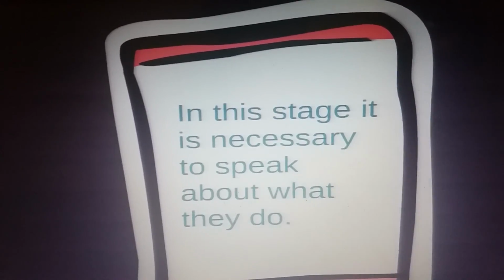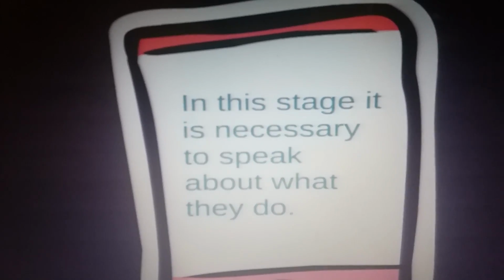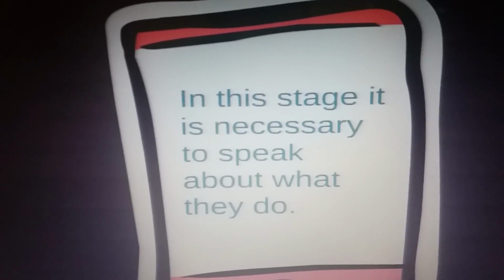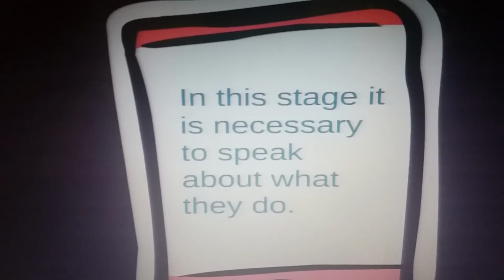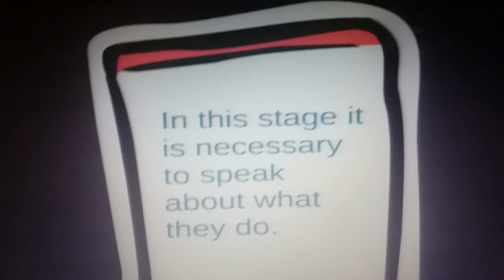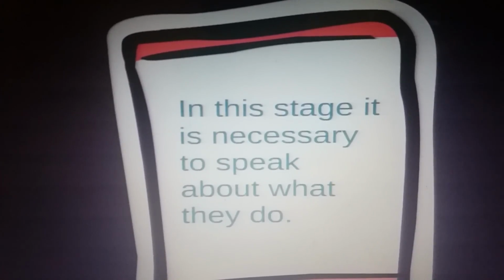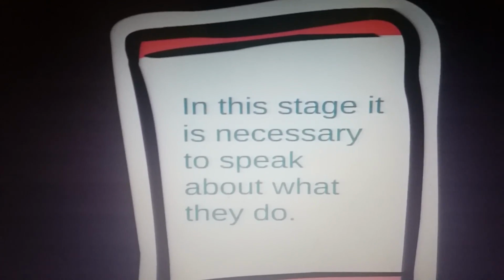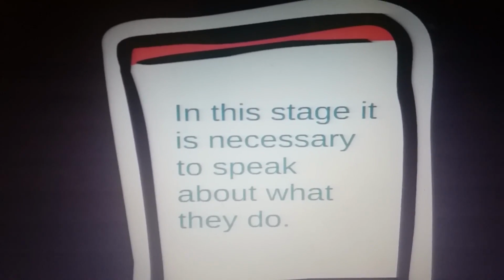In this stage, it's necessary to speak about what they do. For example, if they are studying or they are working. If they are studying, they must say, I study at school, I study at an institution, or I study at university, and I study some course, some career. Or I work in some company. Okay, this is the idea in this stage.